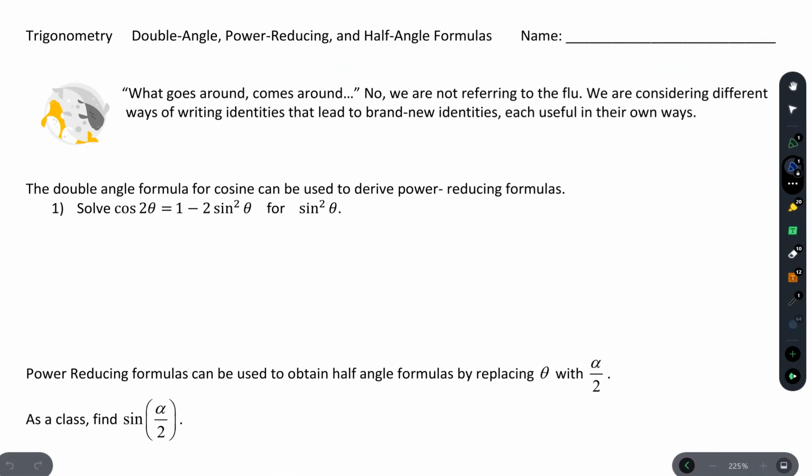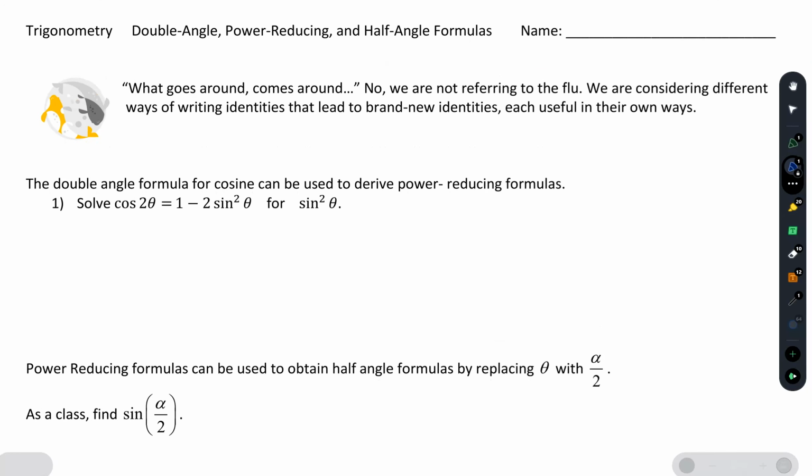All right, so this is going to be the double angle, power reducing, and the half angle. Using these formulas, they kind of all go together. So what goes around comes around. No, we are not referring to the flu. We are considering different ways to write identities that lead to brand new identities, each useful in their own ways.